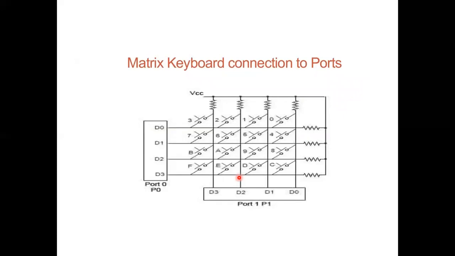When 7 is pressed, D1 and D3. When B is pressed, D2 and D3. When D3 is present alone, it is F. Like this, they are identifying which key of the keyboard is pressed.